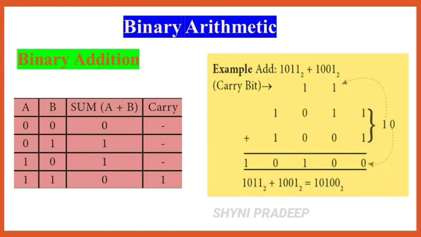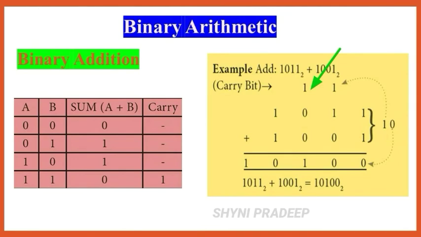Okay. See this example. Add 1, 0, 1, 1 plus 1, 0, 0, 1. Write these two binary numbers. 1 plus 1 means what? 1, 0. Okay, 1, 0 means 1 is the carry bit, 0 is the sum. So write 0 here, write 1 here. And next 1 plus 1, 1, 0. Okay. Write 0 here and write 1 carry bit here.